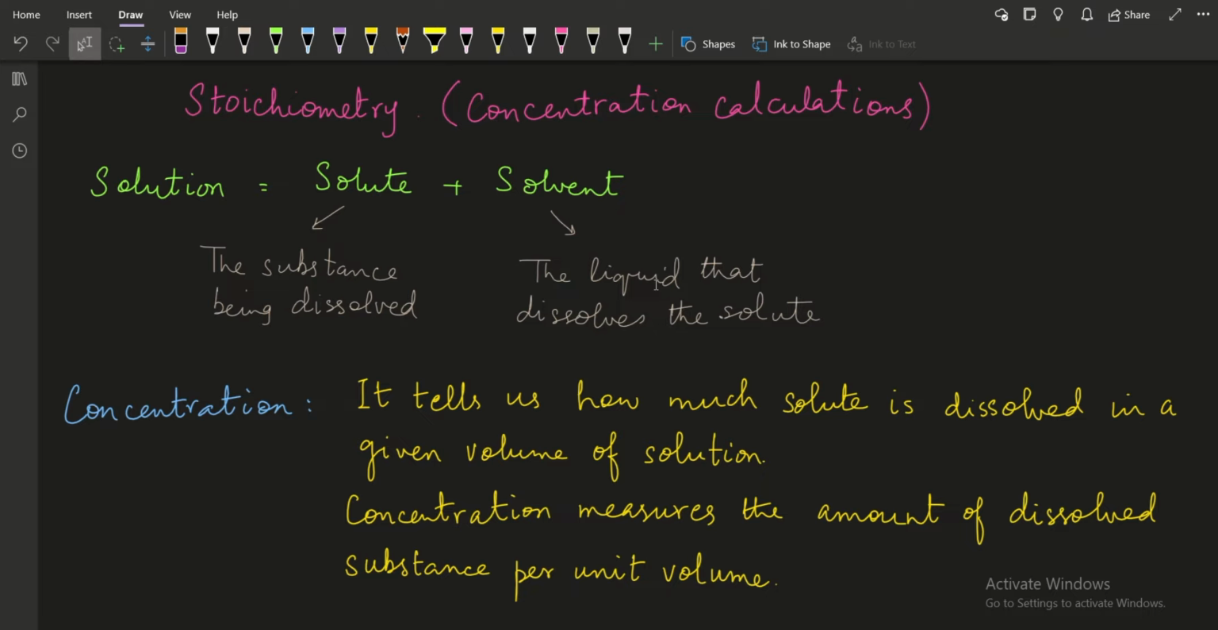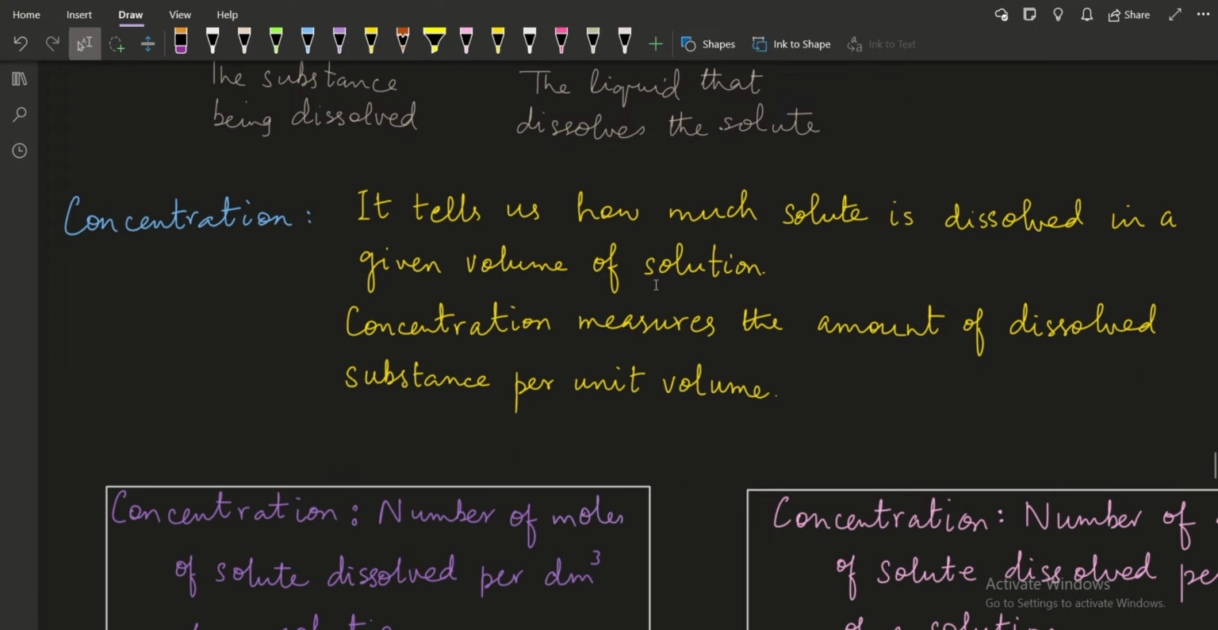For example, if I dissolve 1 spoon of sugar in a glass of water, the solution is less concentrated, or it's a dilute solution. But if I dissolve 10 spoons of sugar in the same glass of water, the solution now becomes more concentrated. So concentration measures the amount of dissolved substance per unit volume.